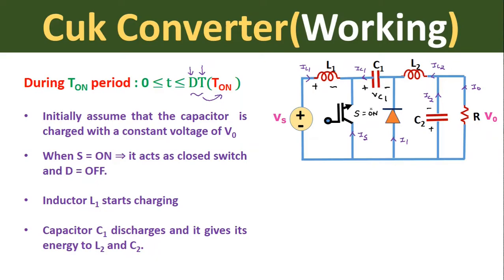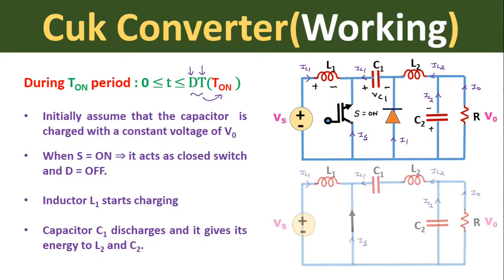Initially we assume that this capacitor C1 has charged with some constant voltage equal to the output voltage V0. So initially this capacitor is already charged, and when we switch on this switch S, it will act as a closed switch, as you can see from this circuit diagram. As soon as switch S goes into the on condition, this inductor L1 starts storing the energy with polarity plus on this point and minus on this point.